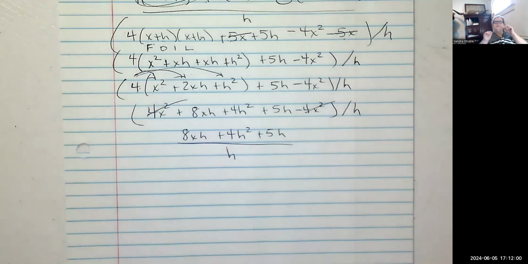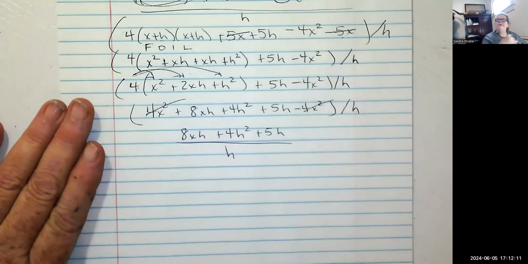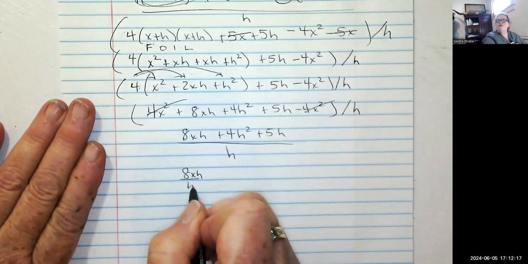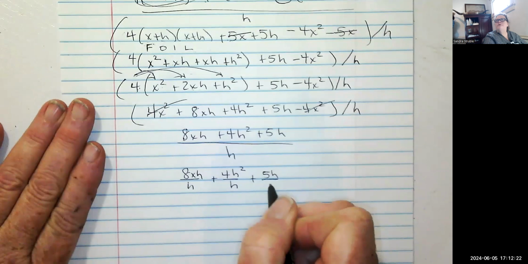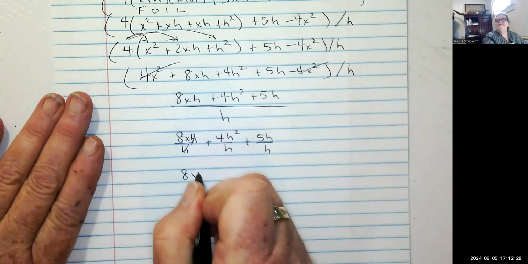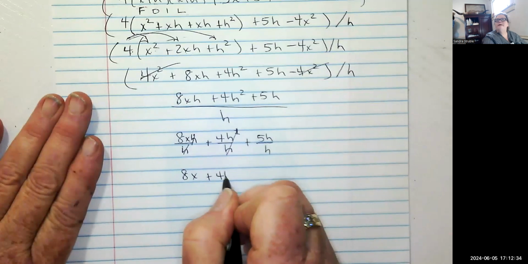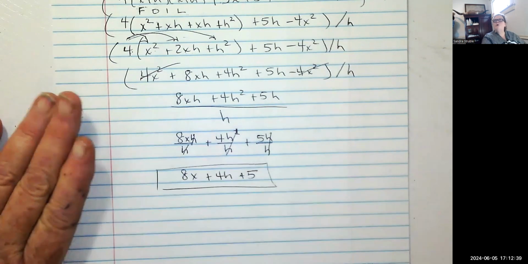Now, the thing that messes people up on this piece, besides yawning, is I like to take each one of these and put them over h. I find that students make fewer mistakes if you do that. So 8xh over h plus 4h squared over h plus 5h over h, okay? These 2 h's reduce, and it leaves us with 8x. These reduce and give us just 1 h in the numerator, so plus 4h. And then these 2 reduce, and we're left with just 5. That is the difference quotient.